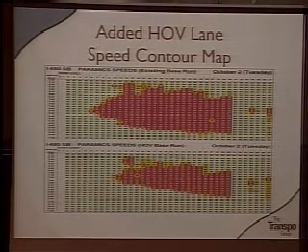Basically, on top you have the existing traffic conditions, and at the bottom you have the congestion pattern with the added HOV lane. So you can see that you don't get rid of the congestion, but you certainly make things a lot better.